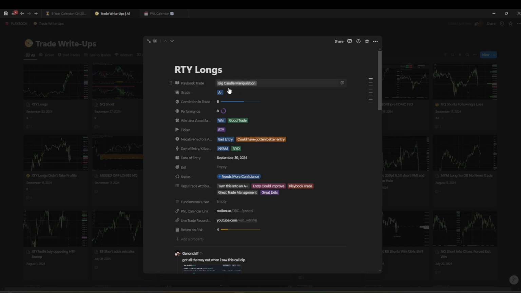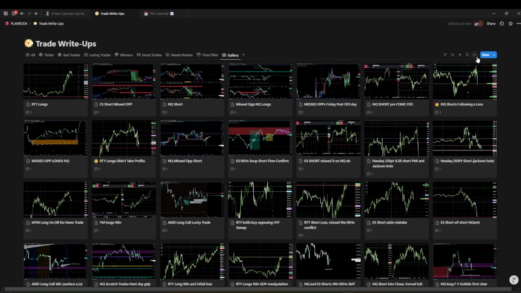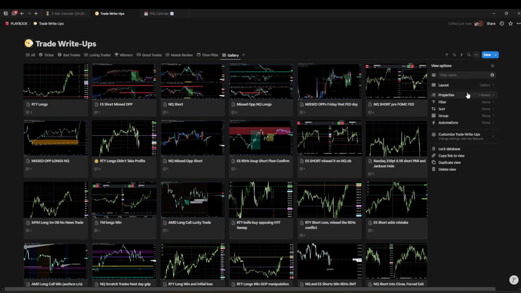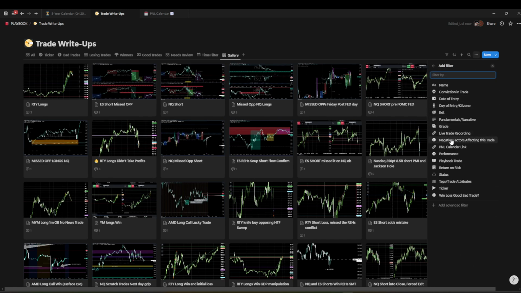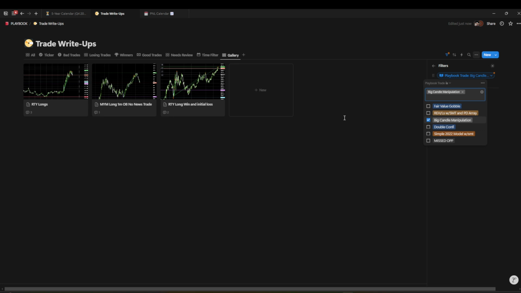It was the big candle manipulation. So if we go and look at, let's filter a trade, and let's look for, why isn't, oh, there it is. So we'll filter for big candle. There we go.